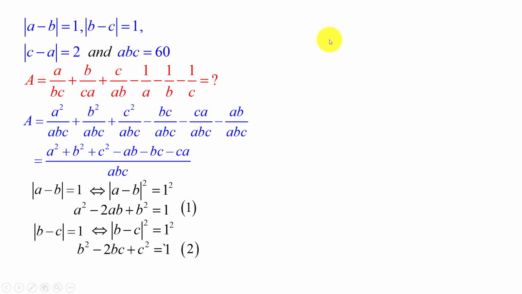And this I copy down, so we get the absolute value of c minus a is equal to 2. I can raise both sides of this equation to the square. So I get c minus a all squared equals 2 squared. And we use the rule, so we get c squared minus 2ca plus a squared equals 2 squared, which is 4. And let this be the third equation.